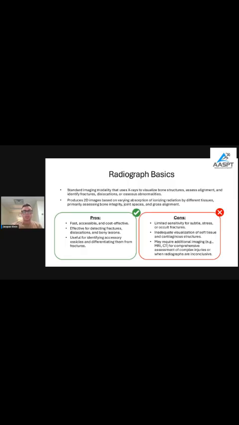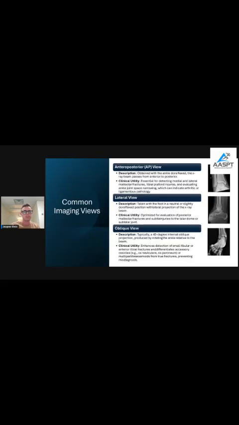As far as cons go, it can be limited in its sensitivity for subtle or stress fractures, especially in those acute early phases after a stress fracture develops. It has inadequate visualization of soft tissue structures. So if you had a ligamentous issue or a cartilaginous issue, radiographs may not give us what we need there. And then if we don't find what we're hopefully looking for, or if everything is negative with a radiograph, then we may require further imaging, which is just an added cost and time demand for the patient.